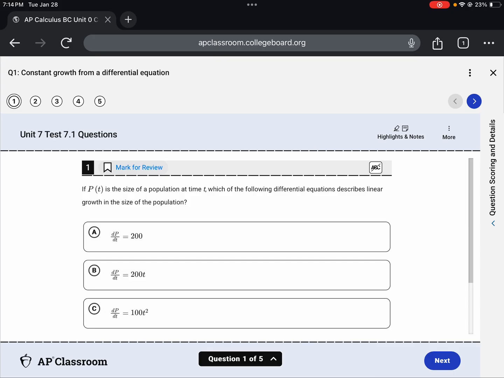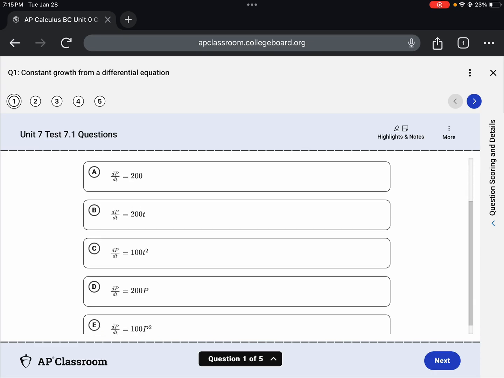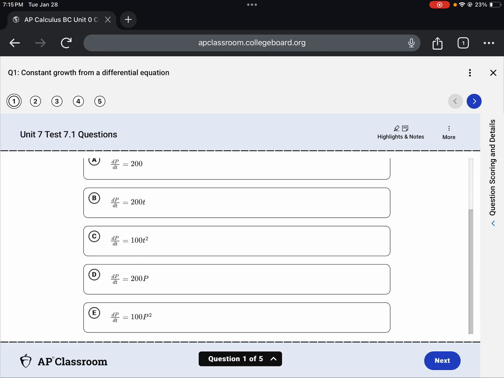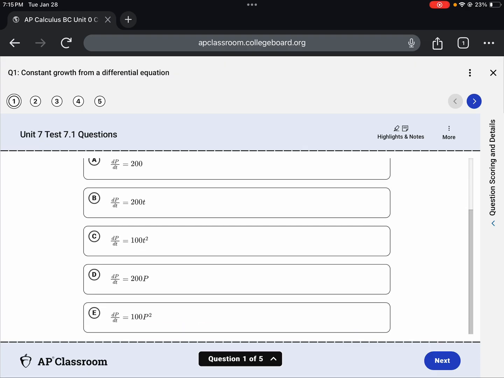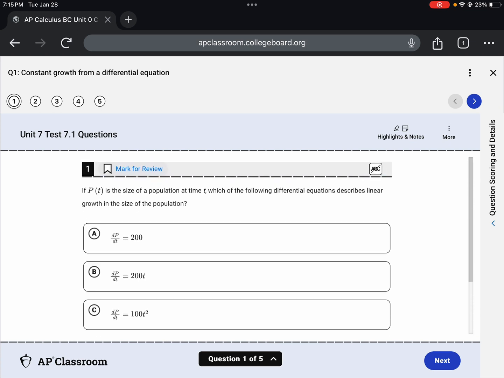Like for this first one, it says P of t is the size of a population at time t. Which of the following differential equations describes linear growth in the size of the population? So basically it's saying that P has linear growth, meaning that its derivative should be constant. So that's going to be A. Other ones are going to try and trick you, like B is probably the one that's going to get you the most, or maybe even D. D is an exponential derivative, since it's proportional to itself. But yeah, it's got to be A.